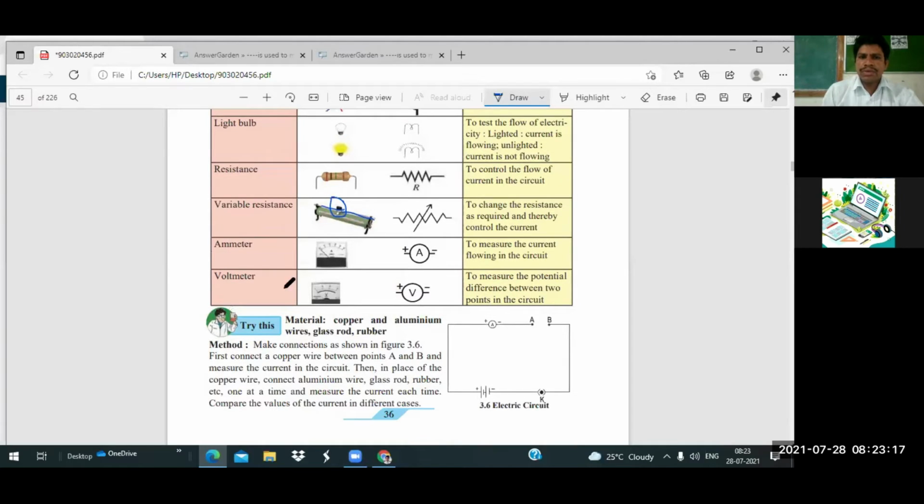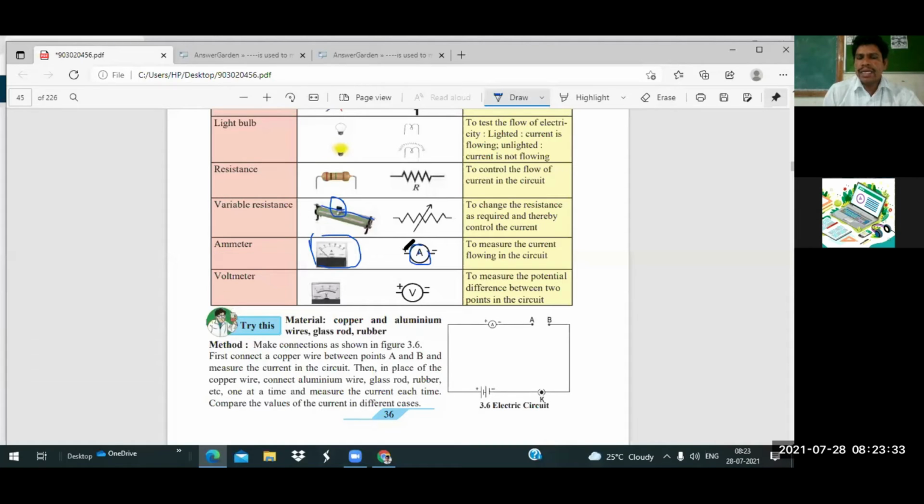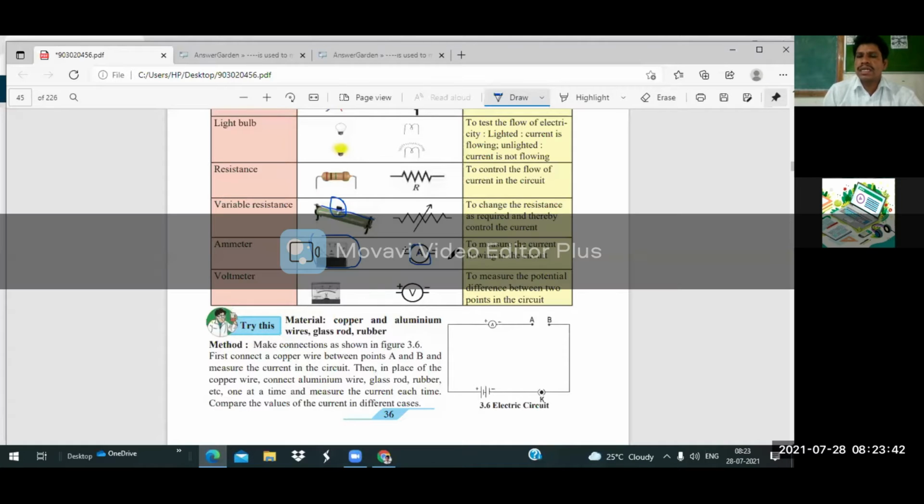Okay, then the next one is the ammeter. We can see the figure like this, and when we have to show it symbolically, we draw one circle and write the letter A in it, with one end connected to the positive end and one end to the negative end. It is used to measure the current flowing in the circuit. How much current is required in that circuit, we can check with the help of the ammeter.